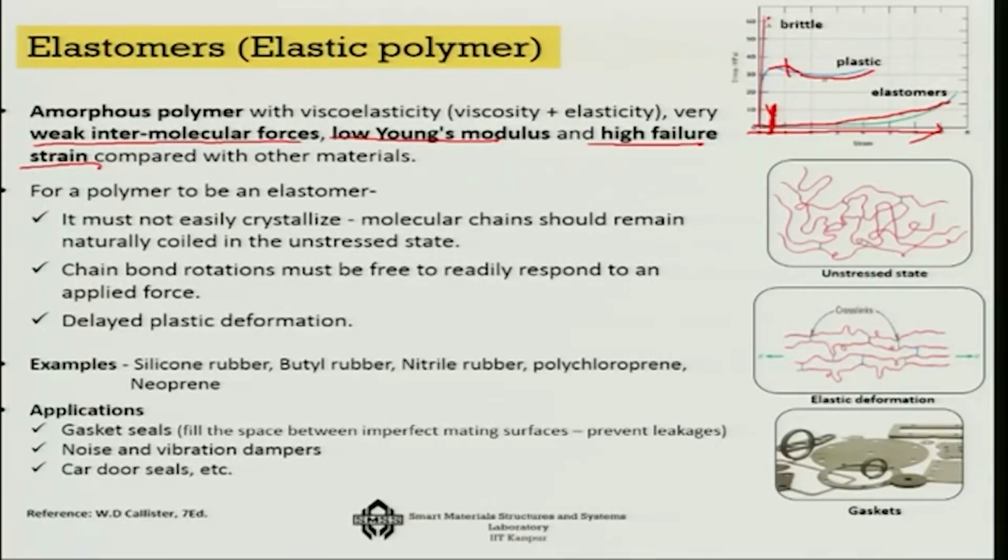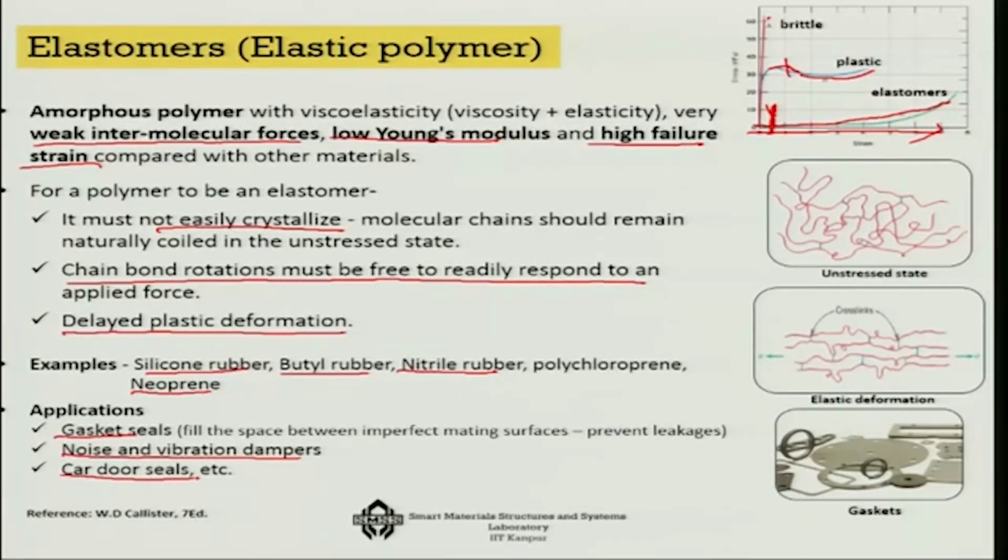For a polymer to be an elastomer, it must not easily crystallize because the molecular chain should remain naturally coiled in the unstressed state. The chain bond rotations must be free to readily respond to an applied force. Delayed plastic deformation should be there. The examples are silicon rubber, butyl rubber, nitrile rubber, neoprenes, etc. There are applications like gasket seals, noise and vibration dampers, car door seals, etc. So that is about the elastomers.